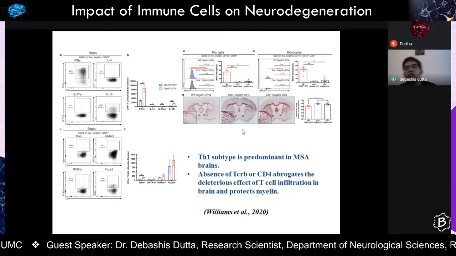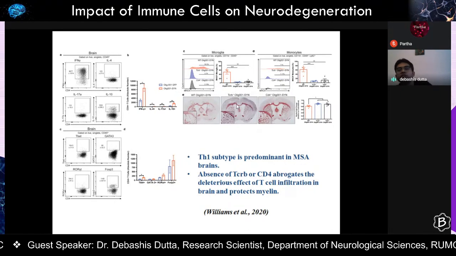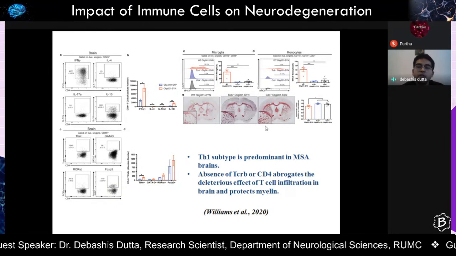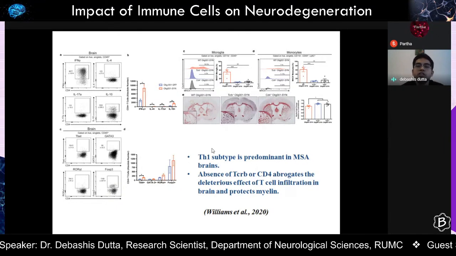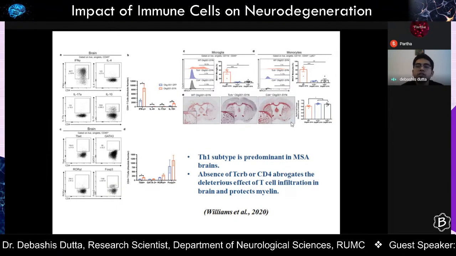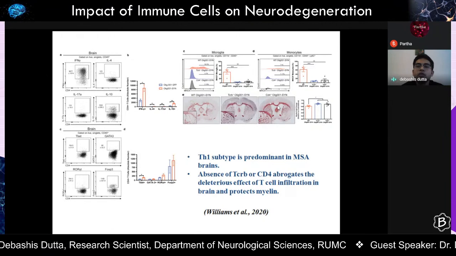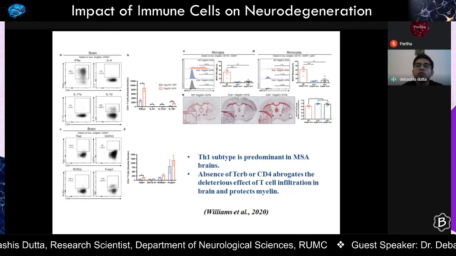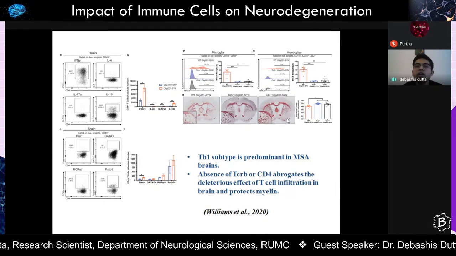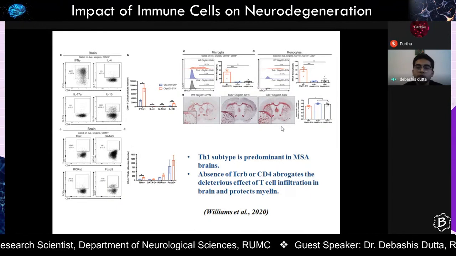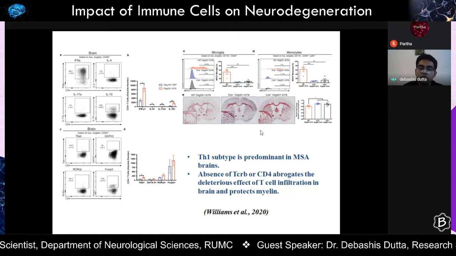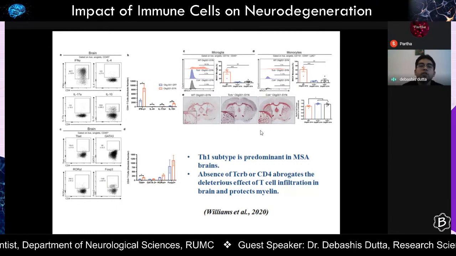And when we specifically block the infiltration of the Th1 cells by monoclonal antibodies, or by deletion of the TCRB, which is a T cell receptor protein, in that case the glial pathology and the oligodendrocyte specific pathology is diminished, and things come back towards the control brain. So specifically, it shows that Th1 cells are mainly involved in the pathology of MSA.